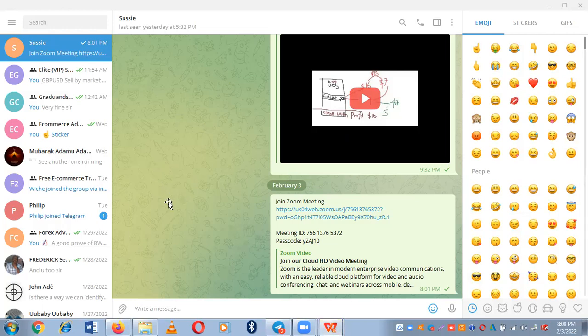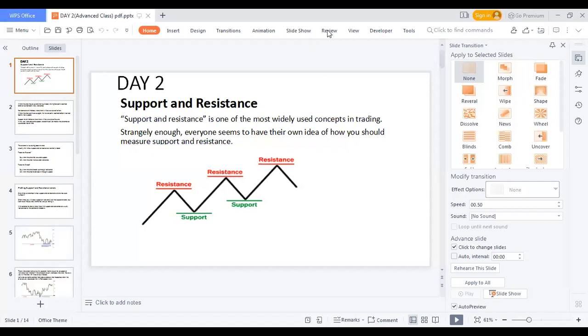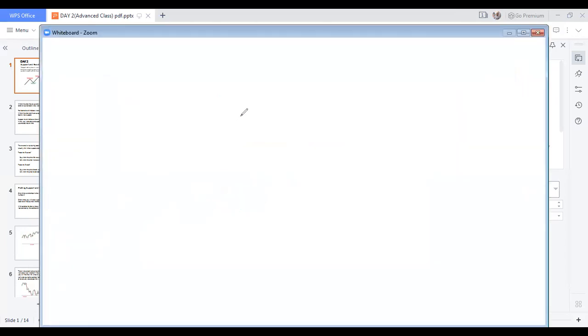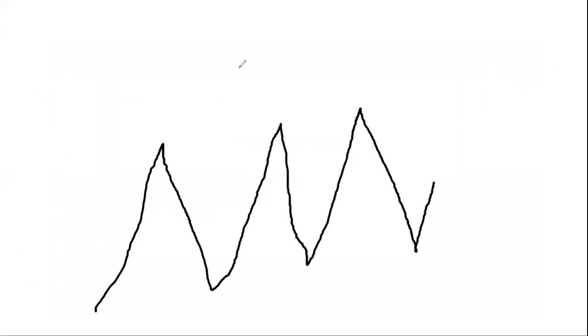Look at it on my screen. Support and resistance is one of the most widely used concepts in trading. Strangely enough, everyone seems to have their own idea of how you should measure support and resistance. Now, support and resistance is more or less like zigzag forms of the market trend. Let's say probably you have a trade going up, comes down, goes up, comes down, goes up, comes down, goes up.